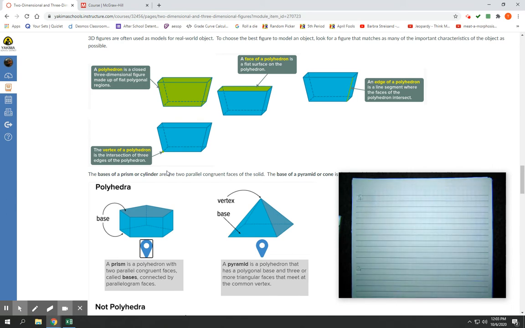You can think about it like a box of any kind, a tissue box, whatever, right? So this is a polyhedron. The faces are all of the sides: top, bottom, front, back, left, right. The edge is where the sides come together. And the vertex is the pointy corners.